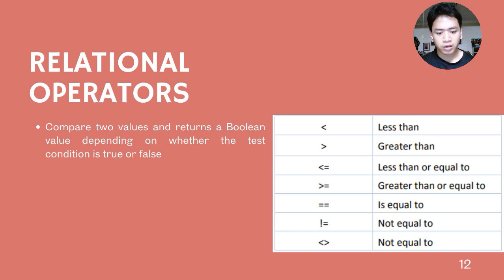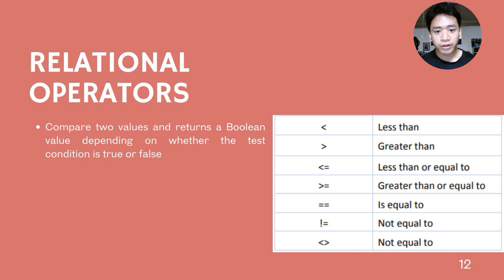For example, if we compare x equals 5 and y equals 10, then x is less than y would be true because 5 is less than 10, while x is greater than y would be false. Relational operators are the foundation of making comparisons inside conditions, and when combined with logical operators, they allow us to create powerful and flexible decision-making in our programs.